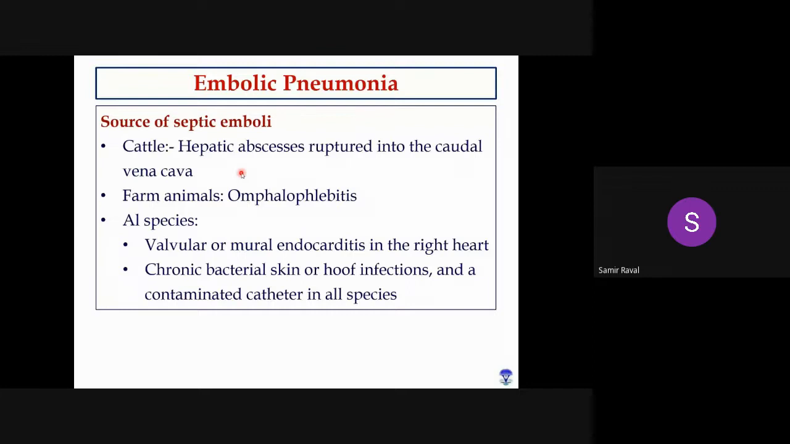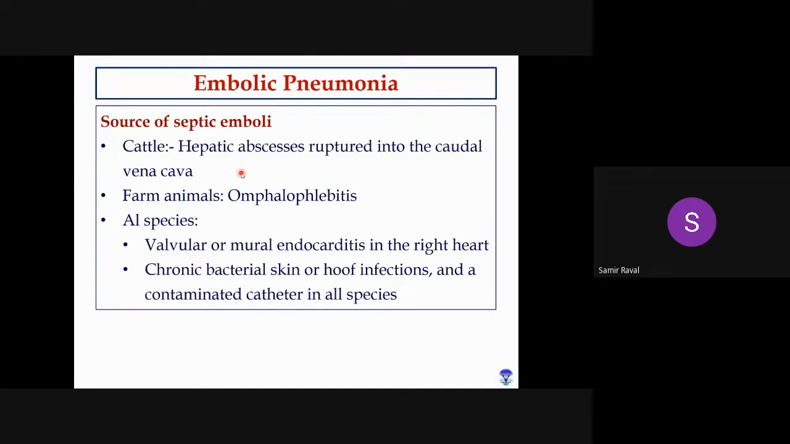It will reach into the blood, it will reach into the heart, and from this heart, again, it will enter into the lungs and produce embolic pneumonia. In particularly small animals, like calf or young ones of sheep and goat, many a time these umbilical cords get infected, become septic, and this bacteria will enter into the circulation and ultimately reach into the lungs and produce embolic pneumonia.